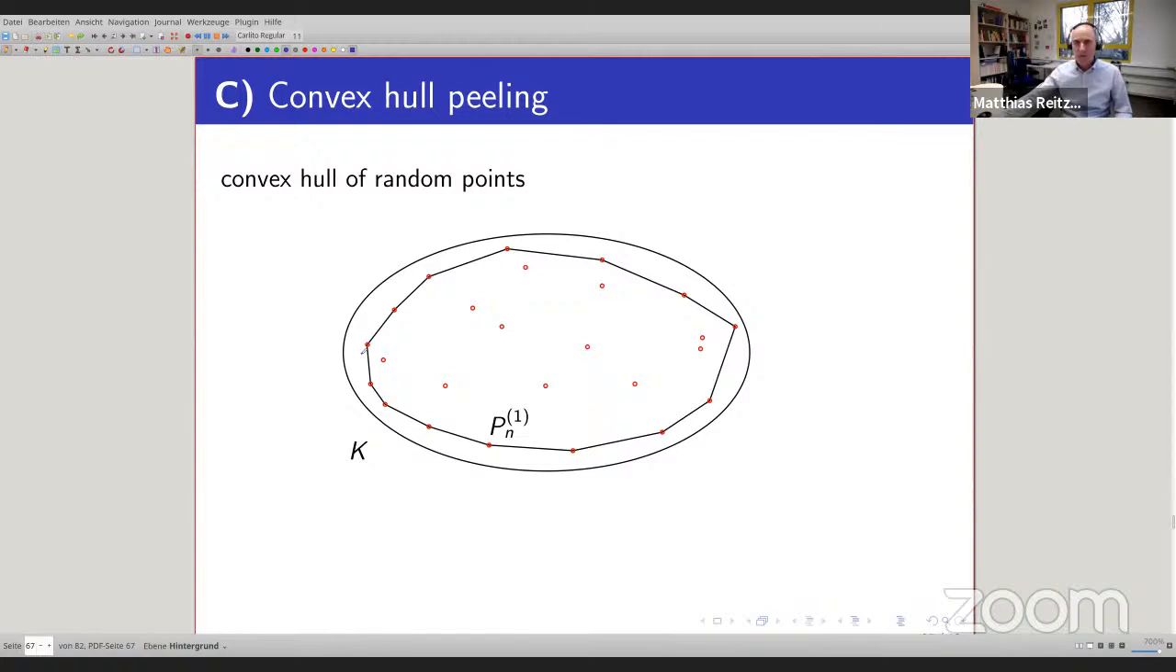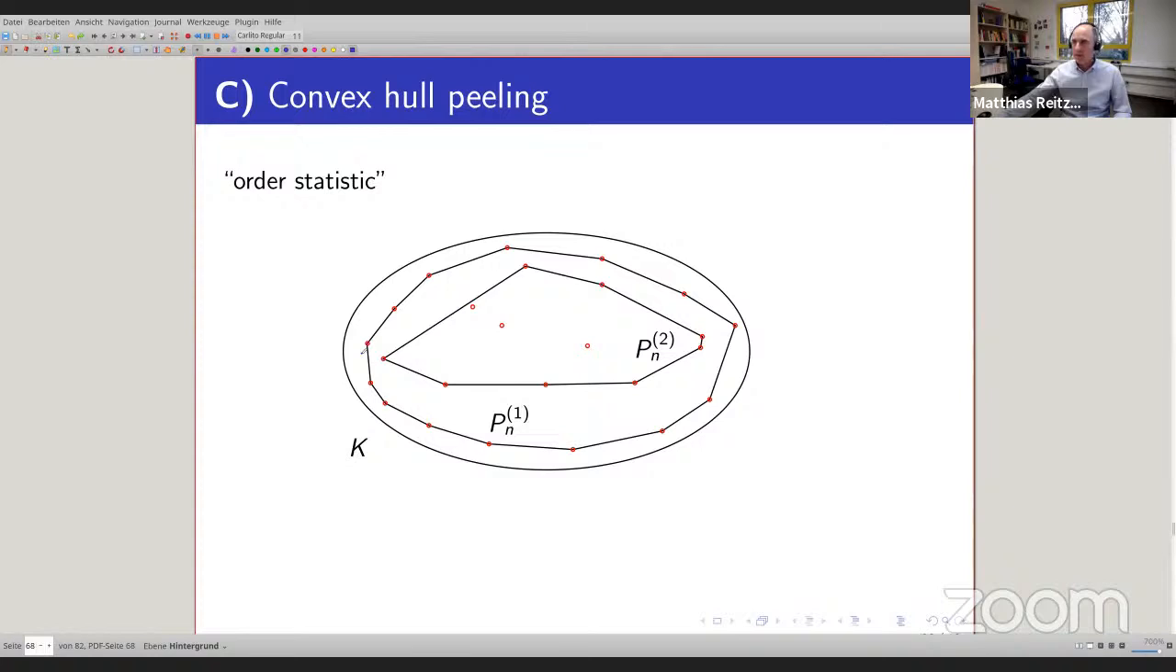And if we continue, we remove these extreme points and take again the convex hull. Then we remove the second and get the third convex hull. And this is what is called convex hull peeling. This is the order statistics in higher dimension. I start with the most extreme points. I continue with the next most extreme points, like this convex hull peeling, or onion peeling, some people call that.